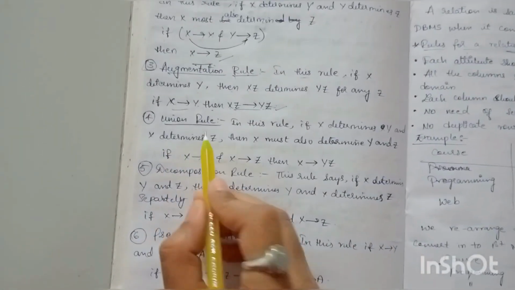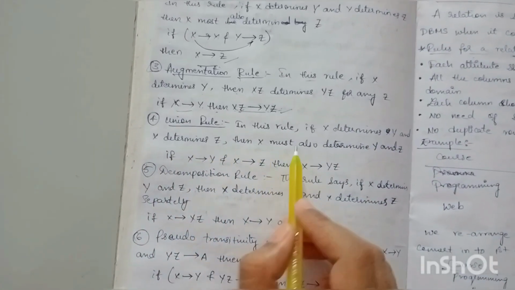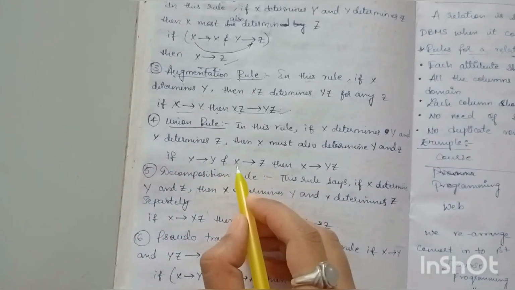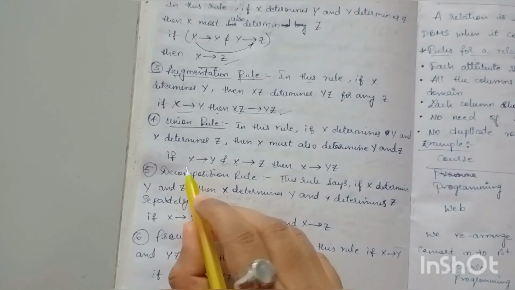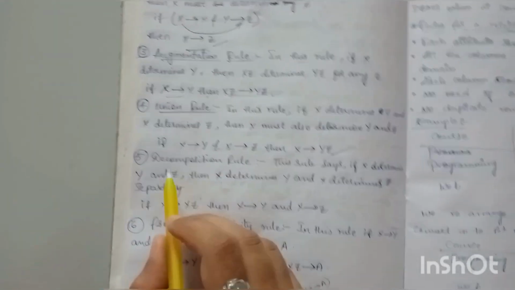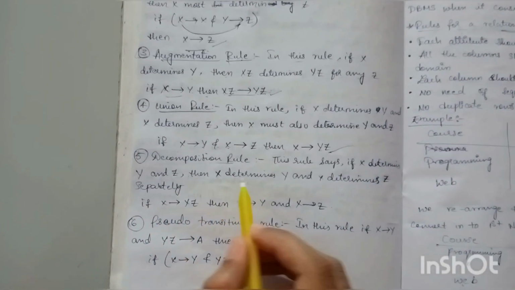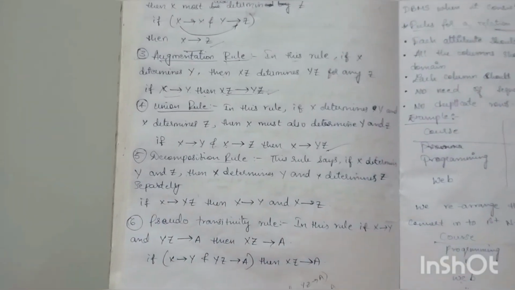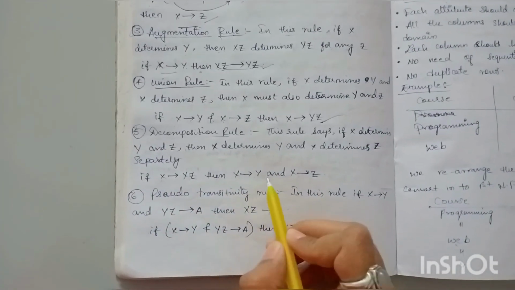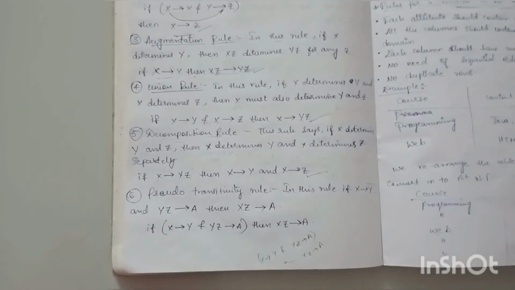Now let us see the union rule. In this rule, if x determines y and x determines z, then x determines y and z. Okay, this is the union rule. Let us see the decomposition rule. In this rule, if x determines y and z, then x determines y and x determines z separately. This is just separating both the terms, as the name itself says.